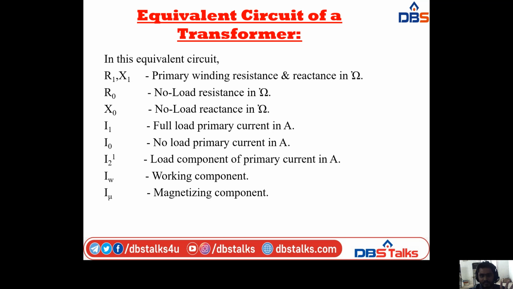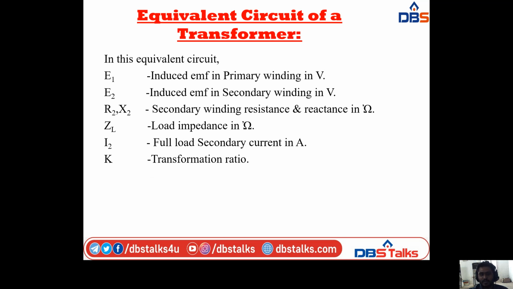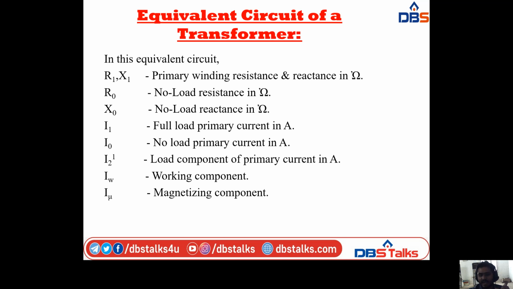Both are in ohms. Next R0, the no load resistance in ohms, and X0, the no load reactance in ohms. And next we have I1, the full load primary current in amperes, and I0 is the no load primary current in amperes. And next we have I2 dash, that is the load component of primary current in amperes.